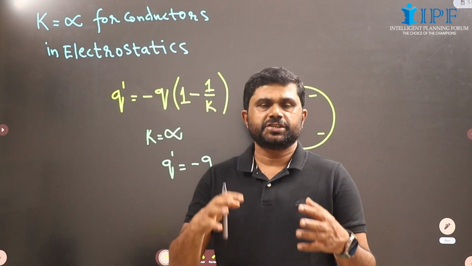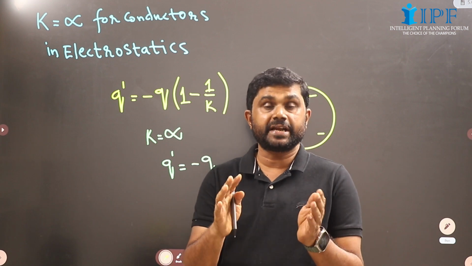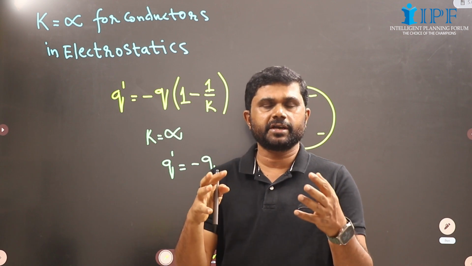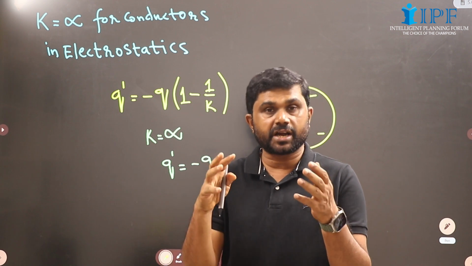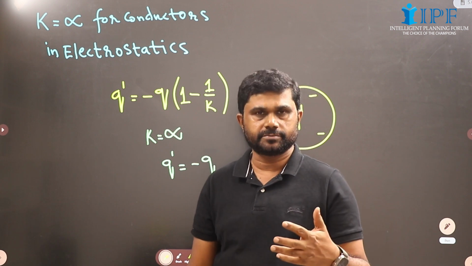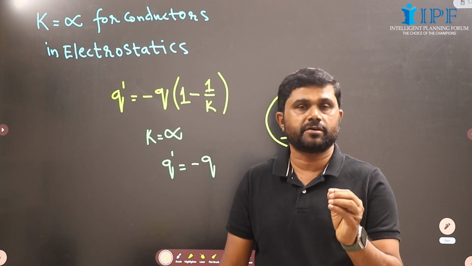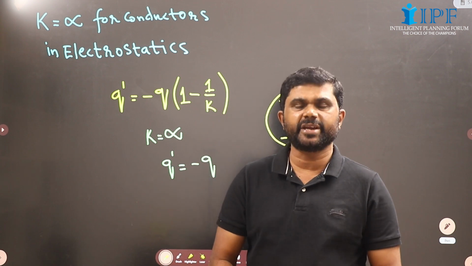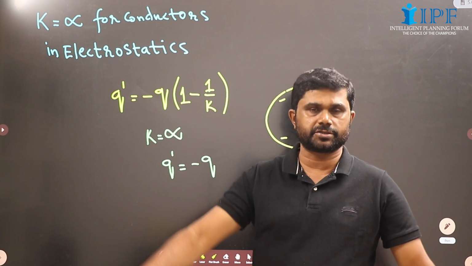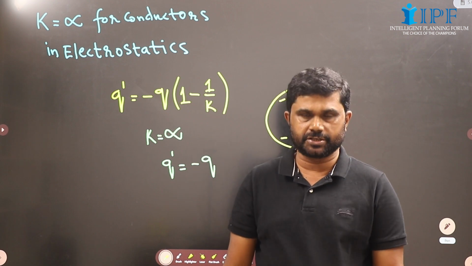Now this dielectric constant K is infinite for conductors in electrostatics. The electrical properties of conductors are different when it carries a current and when it does not carry any current. When it carries no current, we will have to apply the laws of electrostatics. But if it carries a current, this dielectric constant is not infinite.